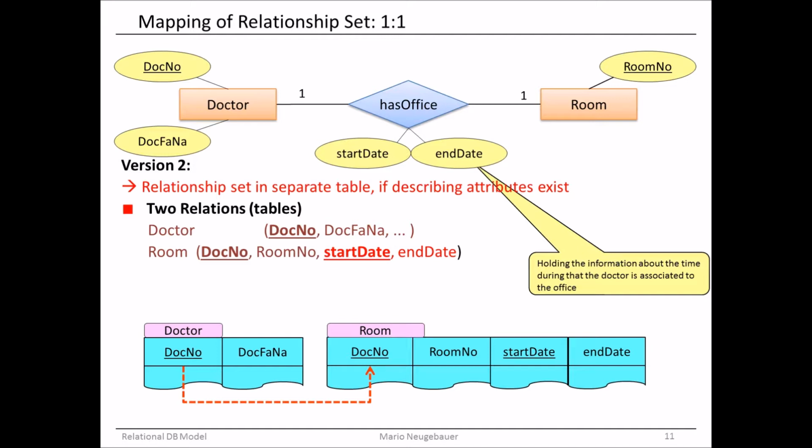In this case we map this part of an entity relationship model to two separate tables, like shown here at the bottom of the slide: a doctor table and a room table. The doctor table stays almost the same as before. We just do not add the room number. We just add the describing attributes, doctor number and doctor family name. The second table is the room table, in which the doctor number is referred to as a foreign key. We have the room number and we have a start date, and also the end date is a column because end date is an attribute of the relationship set.